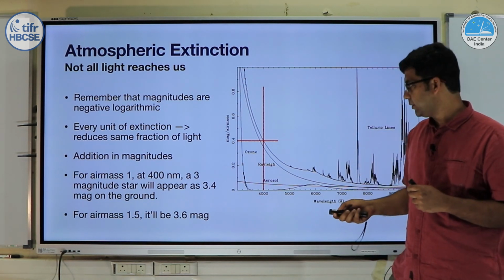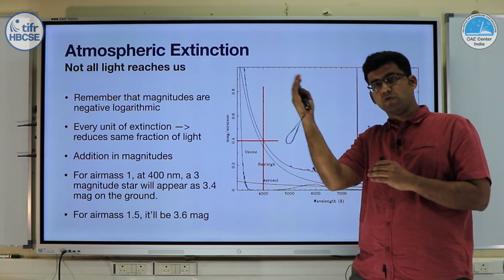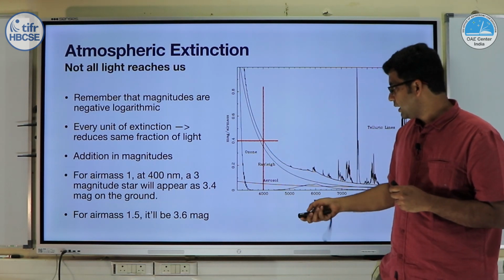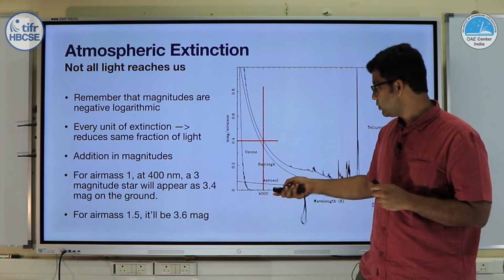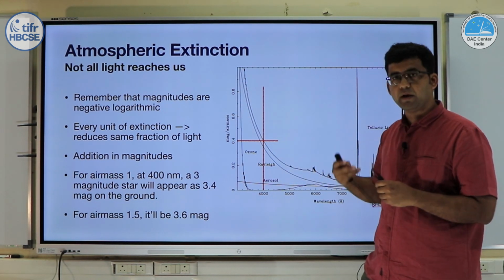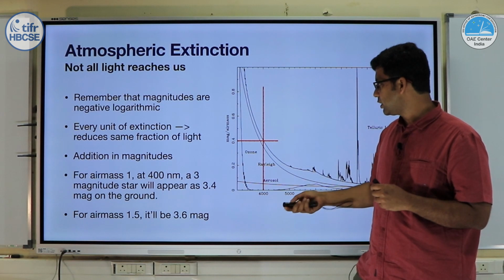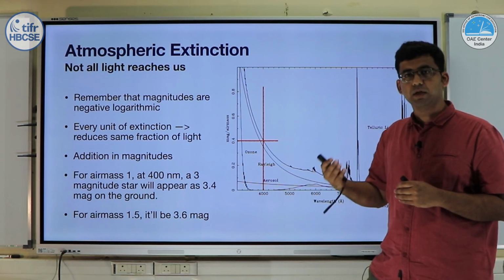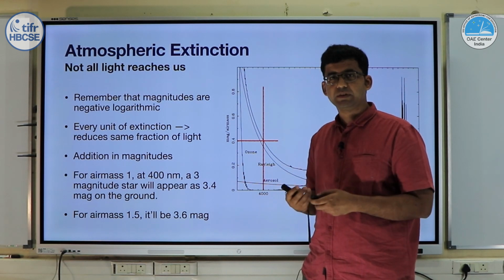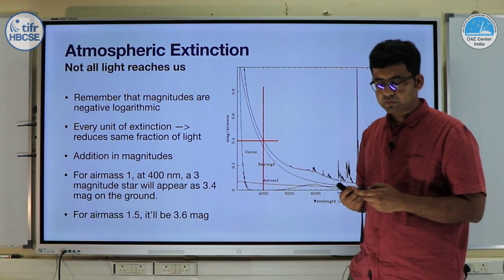If you go further away from the zenith and your air mass is, let us say, 1.5, it will be 3.6 mag. So 0.4 mag from the first unit of air mass, and you have another half a unit of air mass that contributes another 0.2 magnitudes. So the total magnitude which is observed will be 3.6 magnitudes.